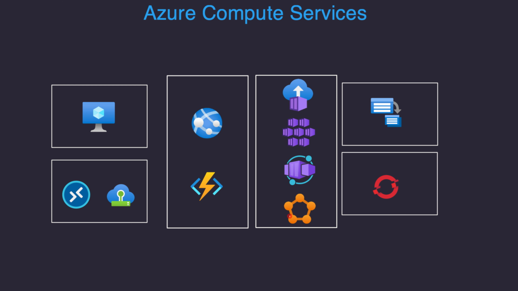Then we have Azure Service Fabric. So this is Microsoft's own orchestration solution, and if you have some application already developed using Service Fabric, then this is recommended. Then we have Azure Batch. This is usually recommended for any high performance compute workloads. And finally we have Red Hat's OpenShift, and this is very similar to Kubernetes, but this is from Red Hat.